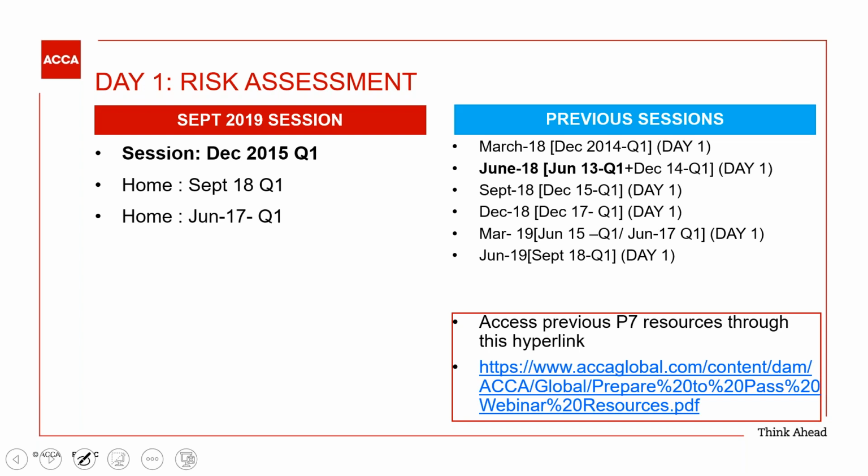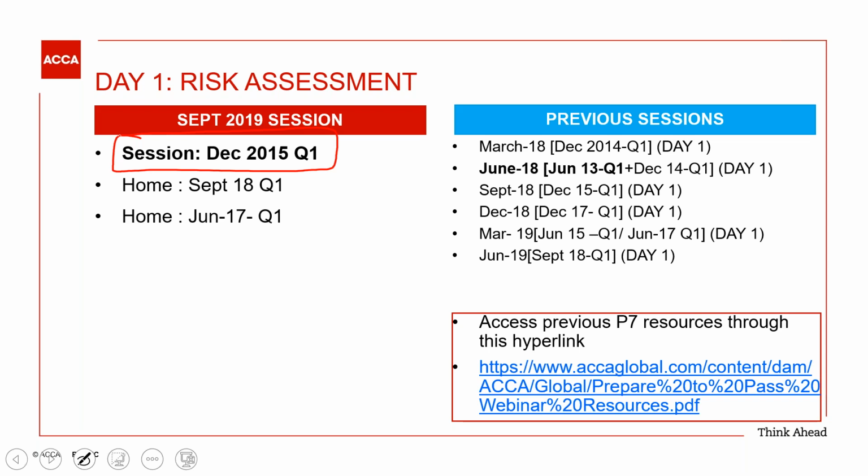But today I have chosen a specific question, December 15 question number one, which relates to audit risk. The reason for choosing audit risk is that there is a high probability of audit risk for September 19 exams. Last time in June 19, there was a question on business risk and the risk of material misstatement. So I'm not focusing on business risk, though I've covered it multiple times in my previous webinars, and you can have access to them, and the risk of material misstatement.